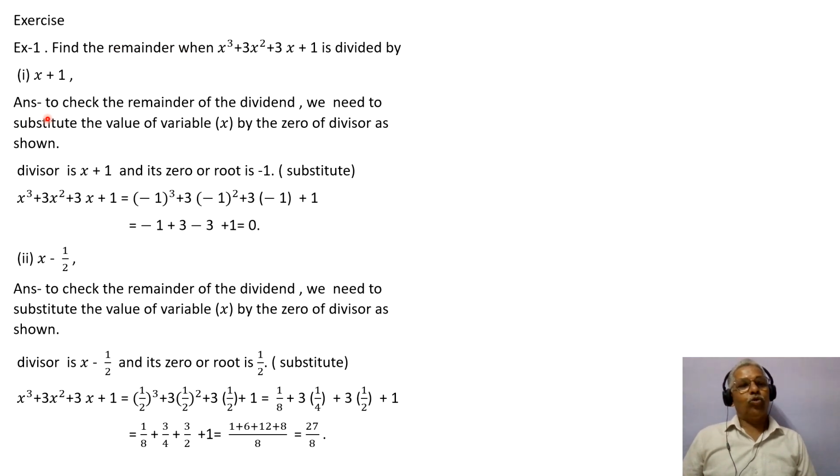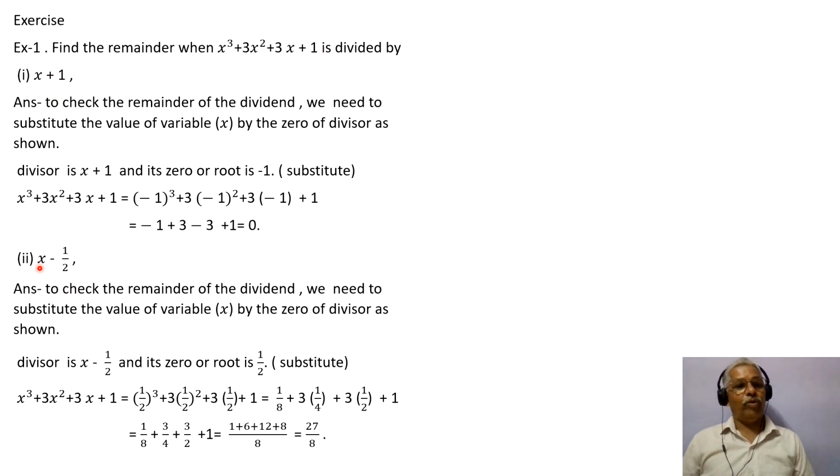Answer: to find the remainder of the dividend, we need to substitute the value of the variable x by the zero of the divisor. Here the divisor is x plus 1, and its zero is minus 1. You know the meaning of this. Substituting, we get (minus 1) cubed plus 3 into (minus 1) squared plus 3 into (minus 1) plus 1. If you solve this, you get minus 1 plus 3 minus 3 plus 1, so ultimately you get 0. So this is the remainder when this polynomial is divided by x plus 1.